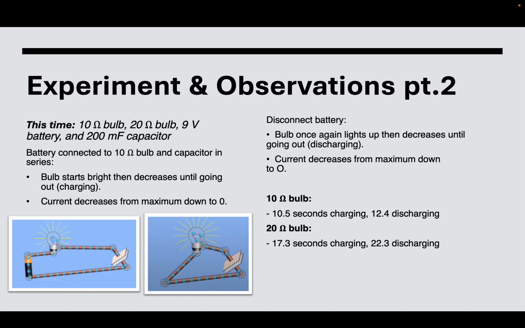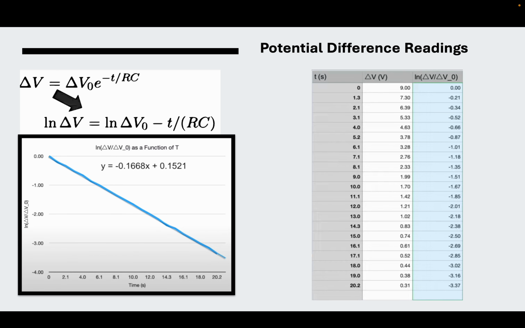For the 10 ohm bulb, it took 10.5 seconds to charge and 2.4 seconds to discharge. For the 20 ohm bulb, it took more time to charge and more time to discharge as well, as you can see. Next, I took several readings for the potential difference across the capacitor as a function of time over the course of 20 seconds.